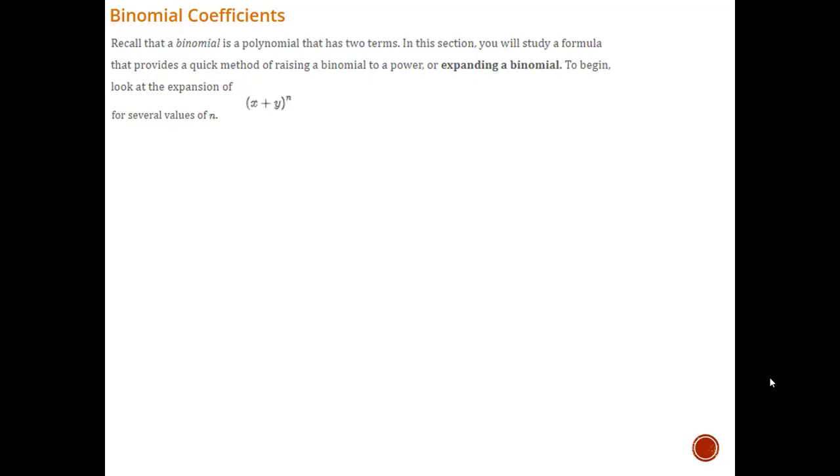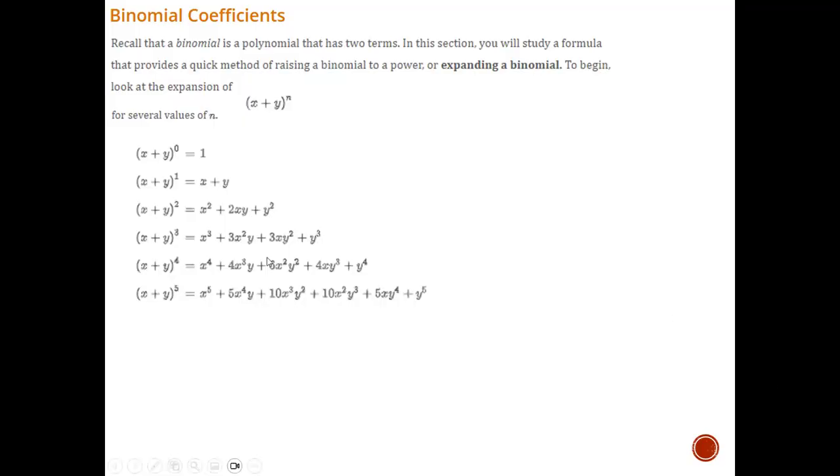So we have an example right here. X plus y is your binomial in parentheses to the power of n. And we can look at the value for several powers of n. If we start here, x plus y to the 0, anything to the 0 power is 1. That's how that one simplifies. Anything to the first power is just itself, so x plus y. X plus y squared, when we multiply that out, we get x squared plus 2xy plus y squared. X plus y to the third, you can see what we get there, to the fourth and to the fifth and so on. So we're going to be looking at these and the patterns and what we see.